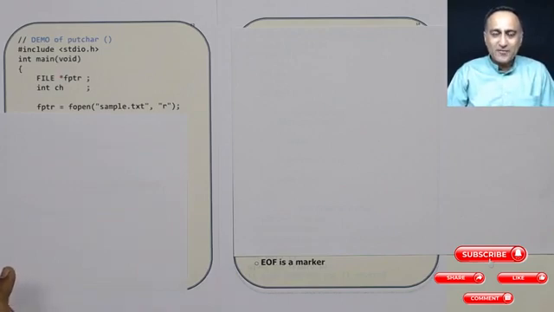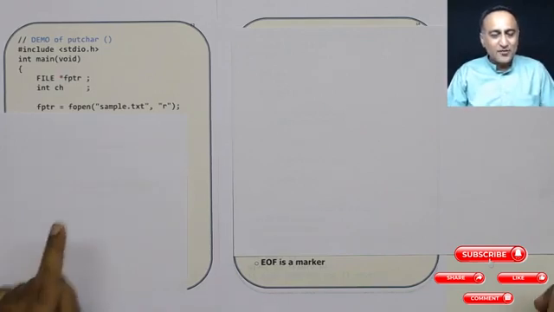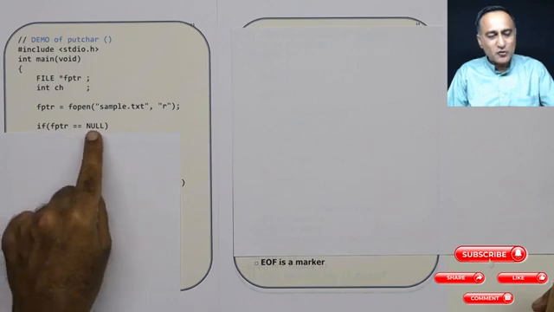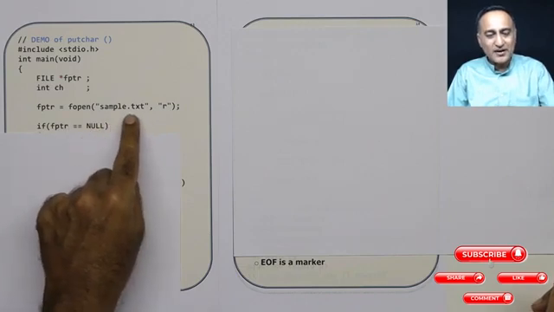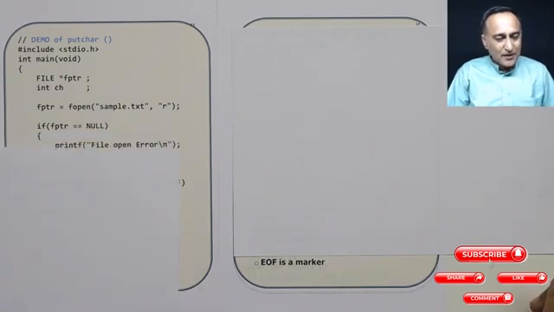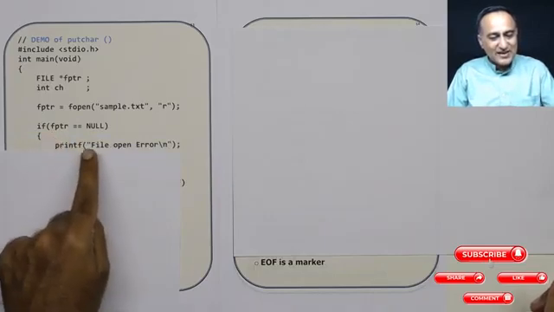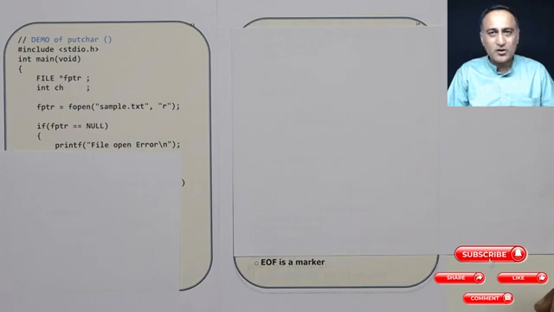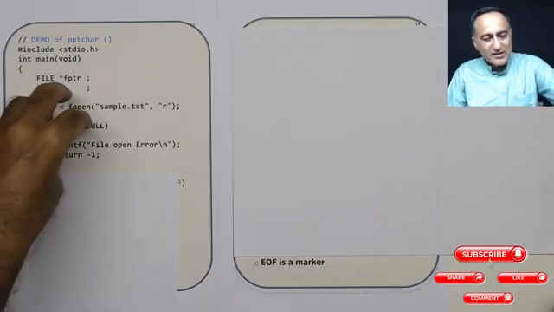Here I am assuming that the file has already been created. If this file is not created or it does not exist, then this is what is going to happen. The value of fptr is going to be null, because fopen is going to return null as the return value if this file does not exist. Then, if the file does not exist, I need to give a message, file open error. And since the file does not exist, I cannot continue with the program. That's why I use this return -1, or I could also use exit, which will come out of this program. So this step you need to really understand.